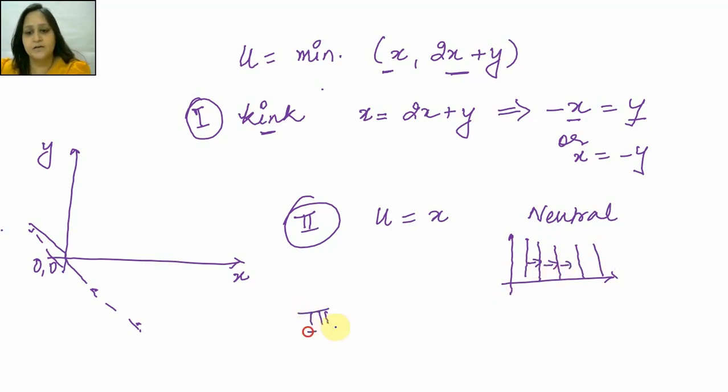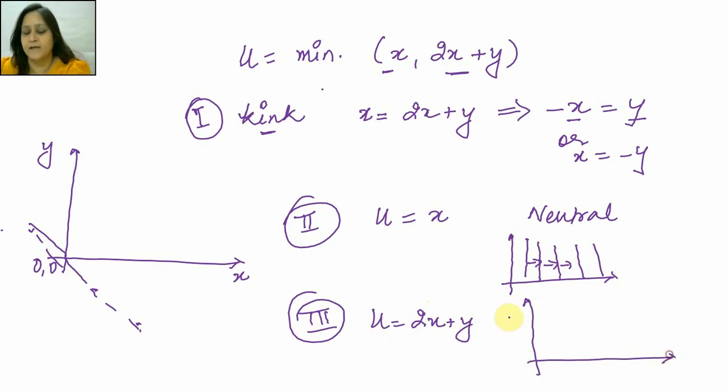Step 3, we put u equal to 2x plus y. Let's take a point like (2, 0). (2, 0) gives me a utility of 4, right? So which other point will give me utility 4? (0, 4). So (2, 0) and (0, 4) are lying on the same IC.